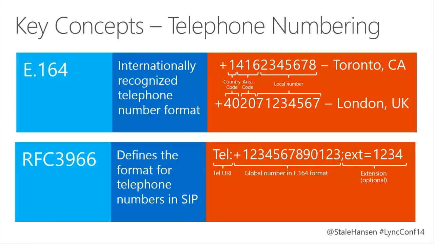So the concept with this is you have the E164 number standard, which is an internationally recognized telephone number format, and this is what Lync thinks about. So Lync always talks in this format. When you're getting inbound calls, it's in this format. When you go outbound, it's in this format. And also when it's displayed in Active Directory and everywhere else in the Lync contact book, it is in this format. And Lync needs to understand it in this format. So you have the plus, and you have the country code and the local number.